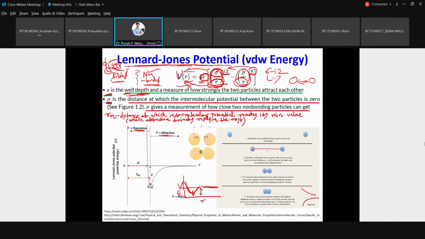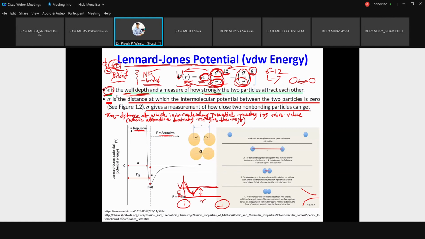So this energy talks about the depth, based on how strongly the two particles, this particle I, if I talk at the center, and this particle J, are interacting with each other. So you can consider that the larger the epsilon value, the more strongly the two particles are going to attract each other. Okay, so this is one thing we have taken care of.